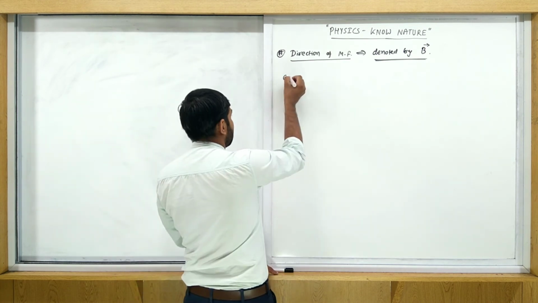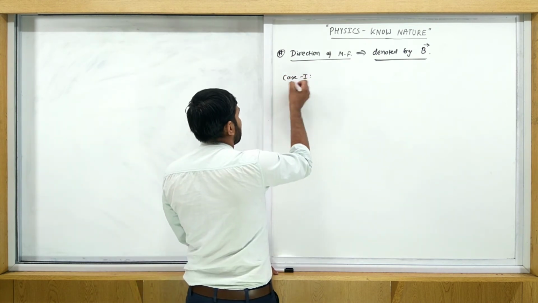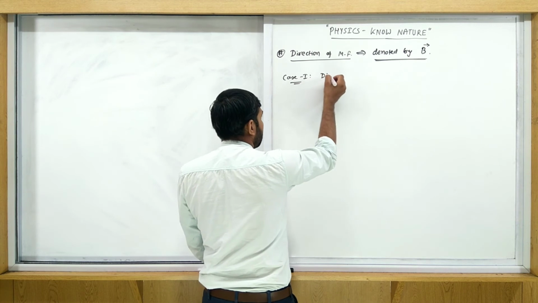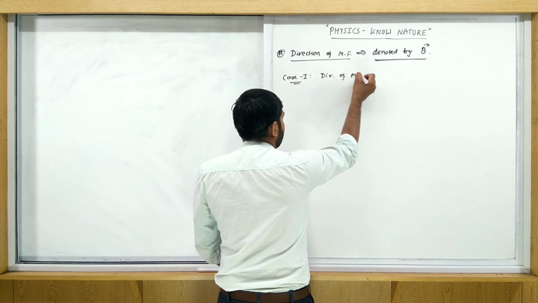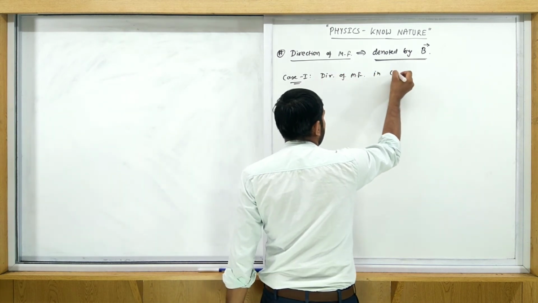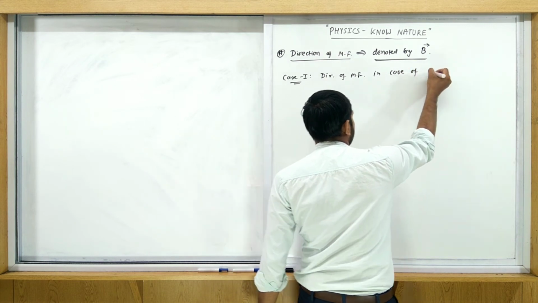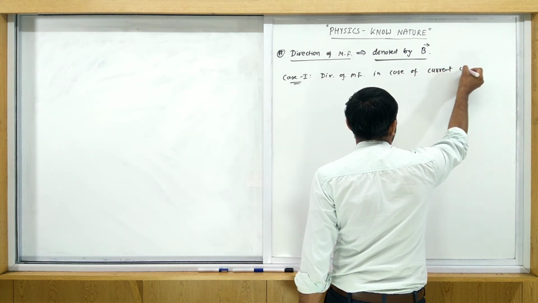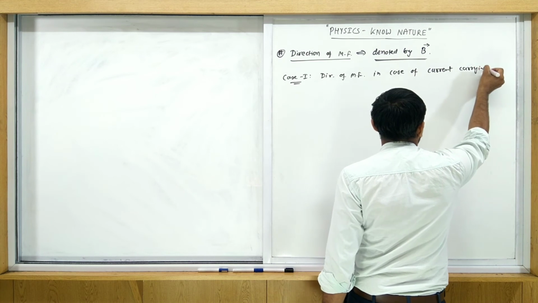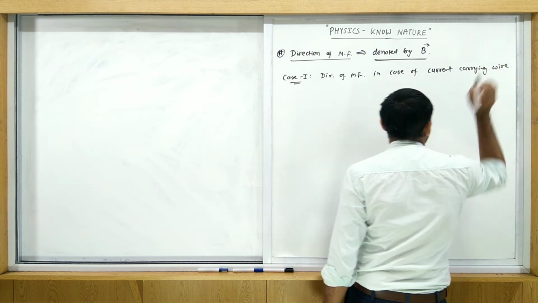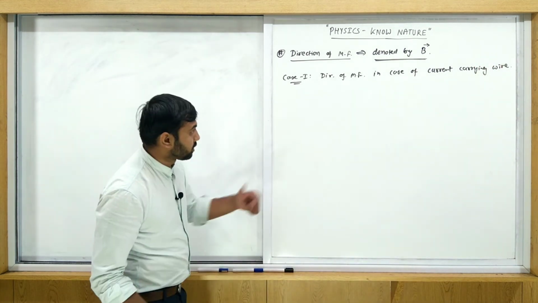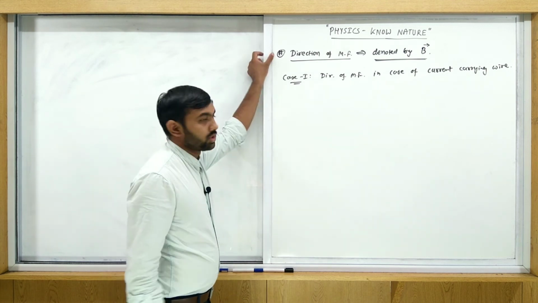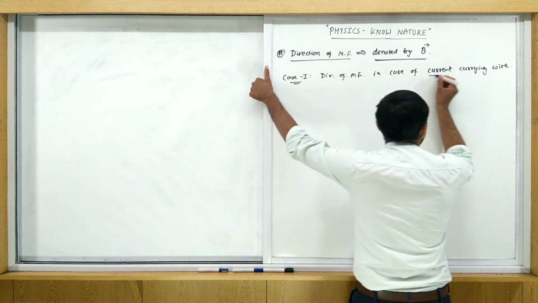So let's start with case 1 here. Direction of magnetic field in case of a current carrying wire. We will discuss the current carrying loop later. First we discuss the same one, the current carrying wire.